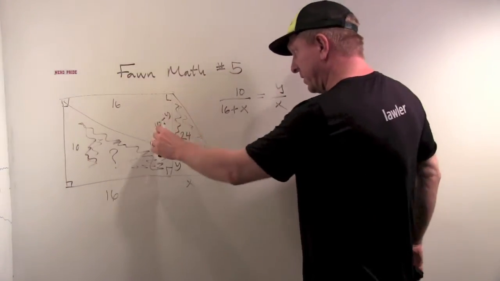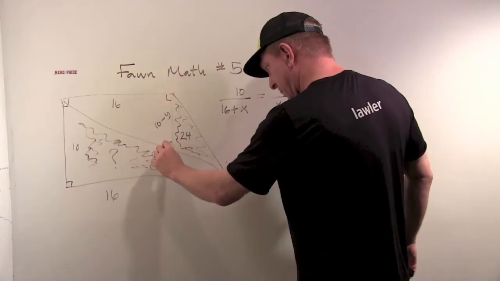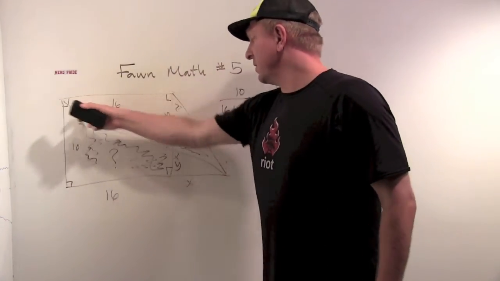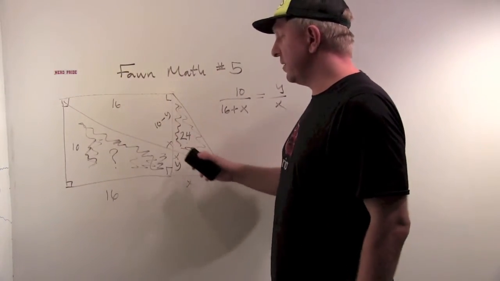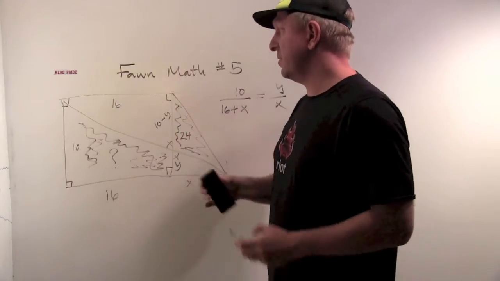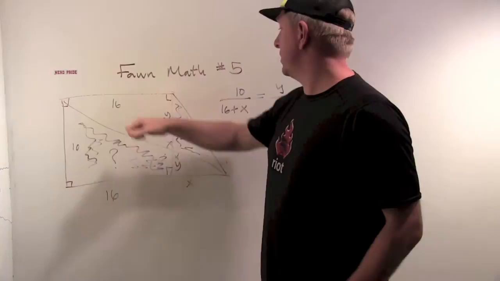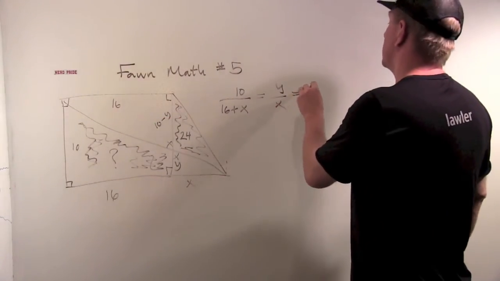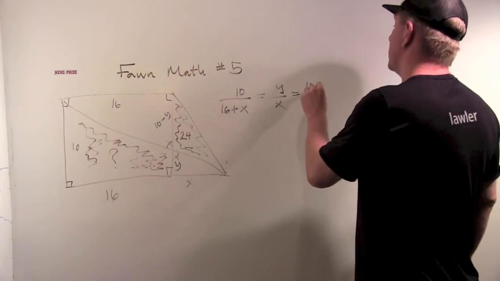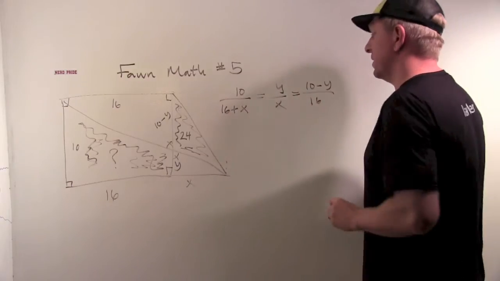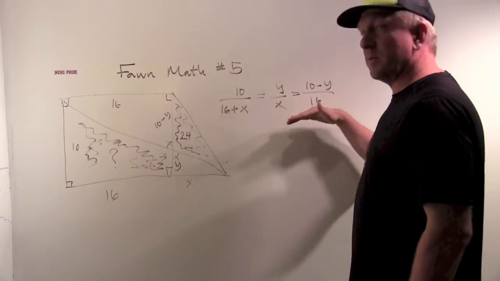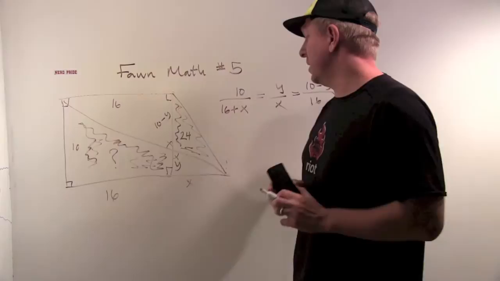And then I have this right triangle up here that shares this angle, which means this angle is the same as this angle too, because I've got 3 angles in a triangle, 2 of which are the same, so the third angle has to be the same. And the short side here is 10 minus y, the long side is 16. So I have these 3 ratios that have to be the same because I have 3 similar triangles.